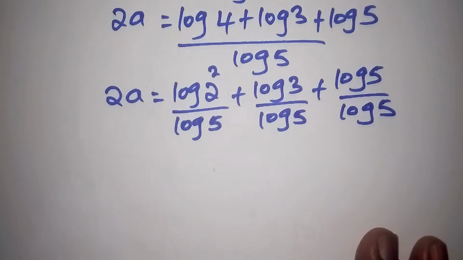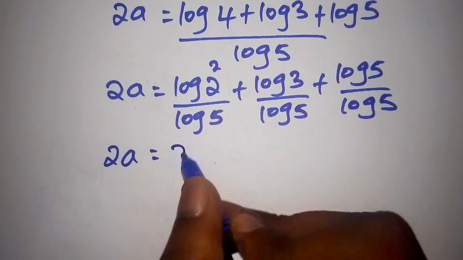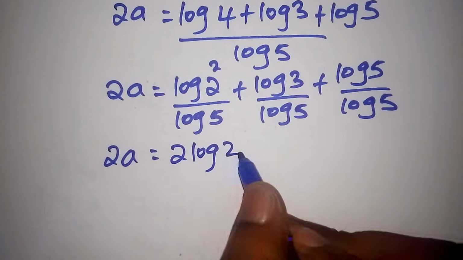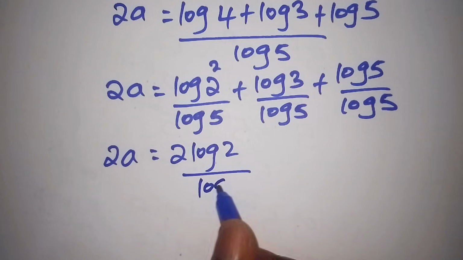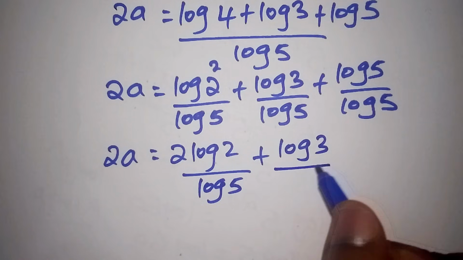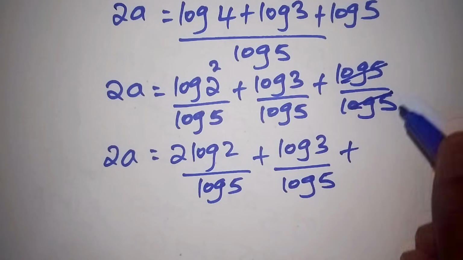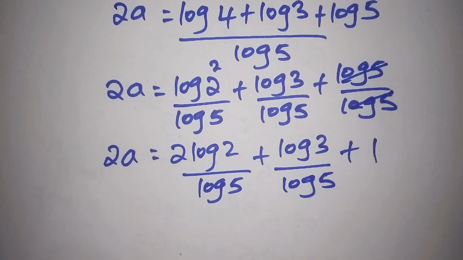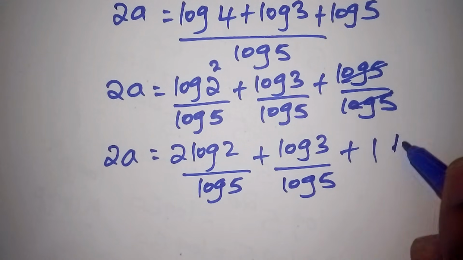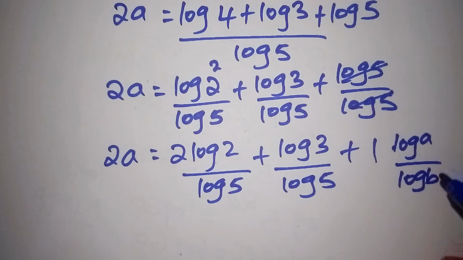Next, 2a is equal to, so the log of 2 to the power of 2 can be written as 2 times the log of 2, all over the log of 5, then plus log 3 all over the log of 5, plus, so log 5 and log 5 cancel, then we shall have 1. Assuming that we have the log of a all over the log of b, according to the law of logarithms, this can be written as the log of a to the base of b.